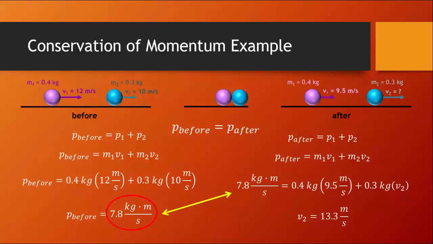If we look at the big picture here, we can see that the momentum of each ball is different than it was before the collision. The purple ball lost some momentum, and the blue ball gained some momentum. The law of conservation of momentum tells us that the total momentum of the system has to be the same.